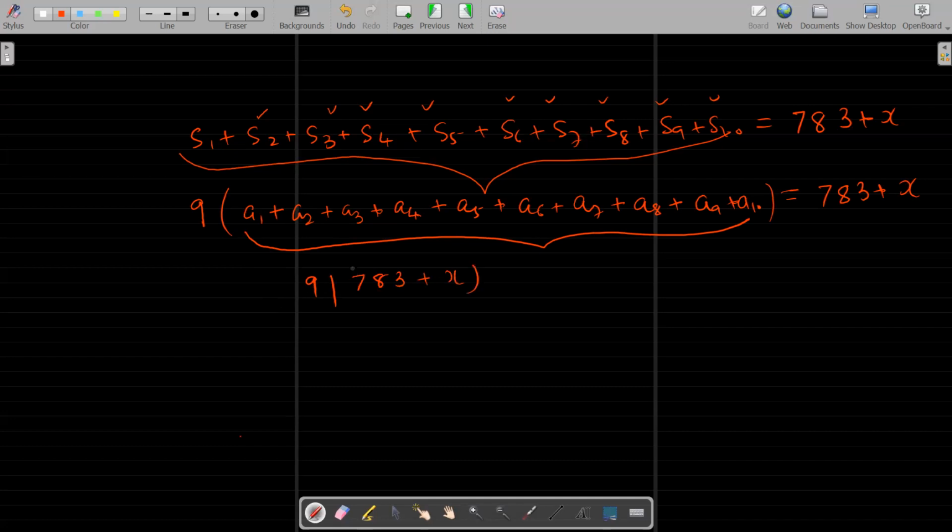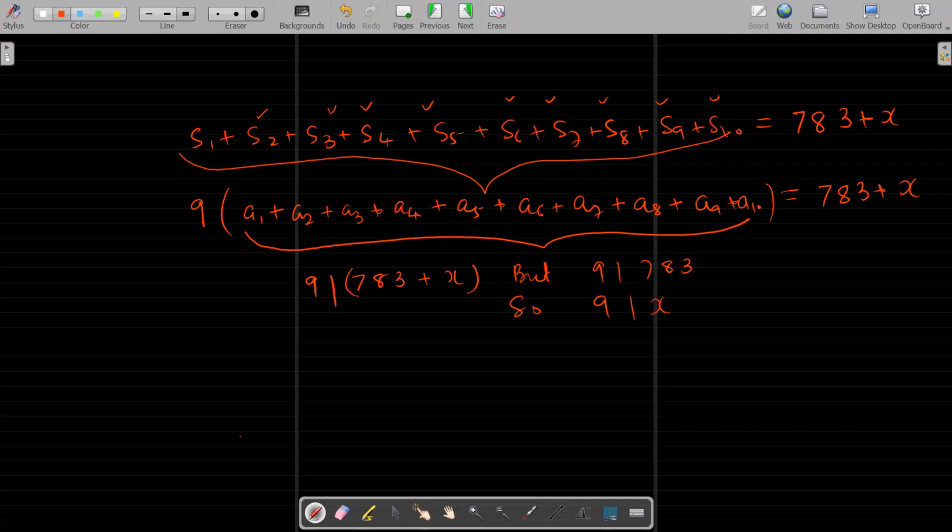Sir, x should be divisible by 9. But now you see 9 divides 783, which you can check by the test of divisibility by 9. So 9 must divide x, right? So 9 should divide x.